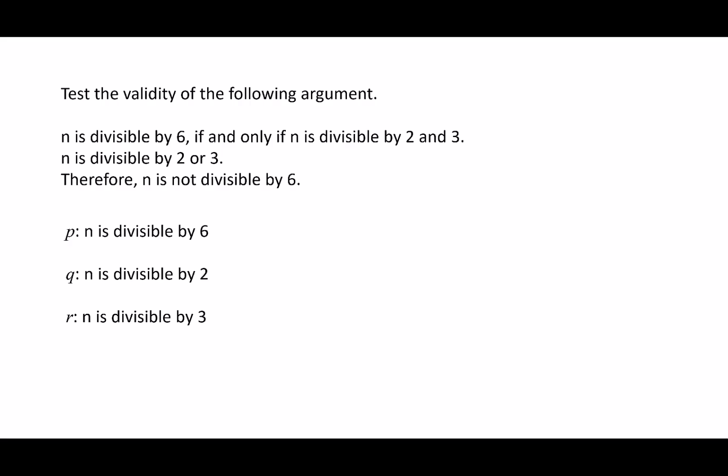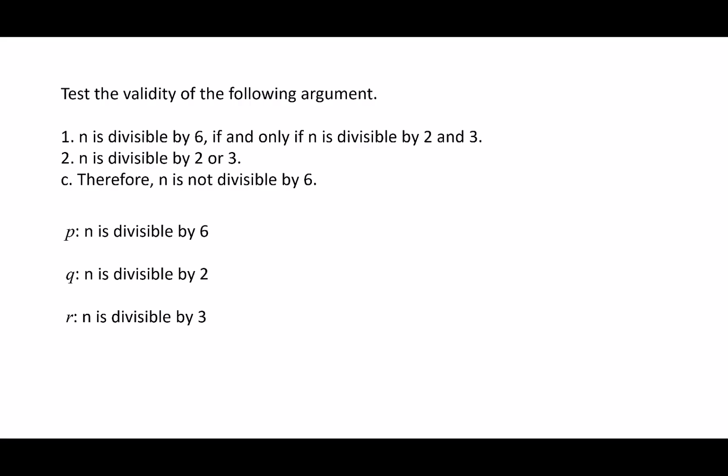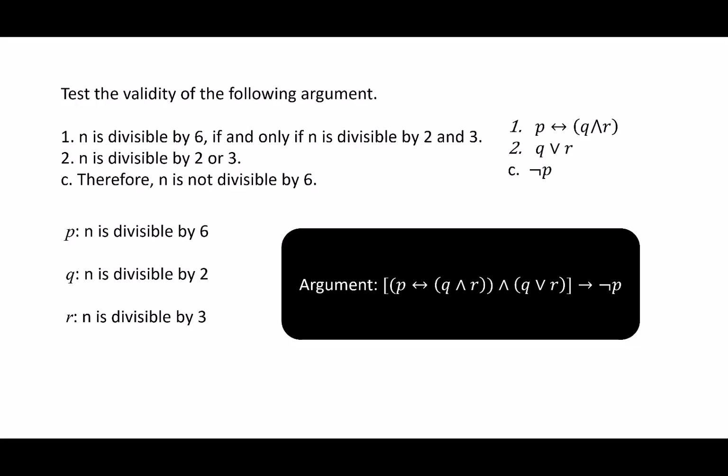Let's label our argument. Our first premise can be written as P if and only if Q and R. The second premise is Q or R. Then our conclusion is not P. When we put our argument together, we always join the premises with and, and we use an implication over to the conclusion. That looks like P if and only if Q and R, and Q or R, implies not P.